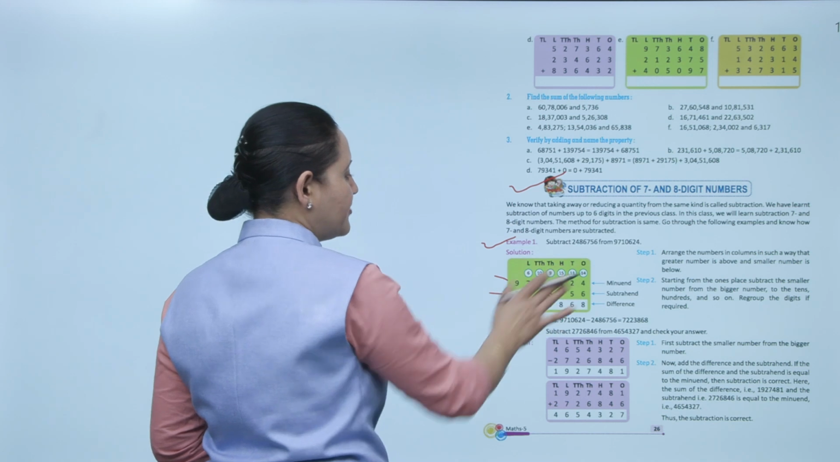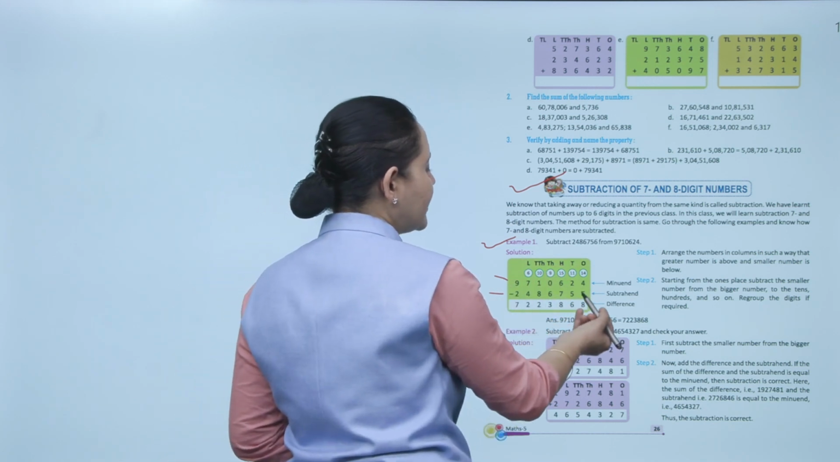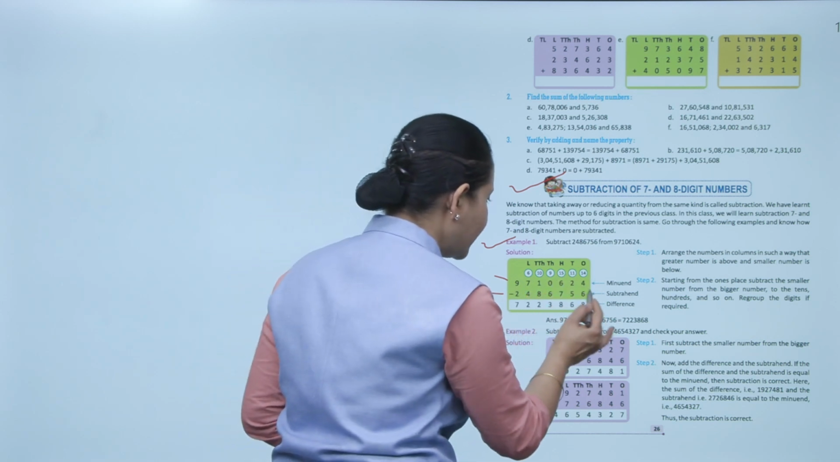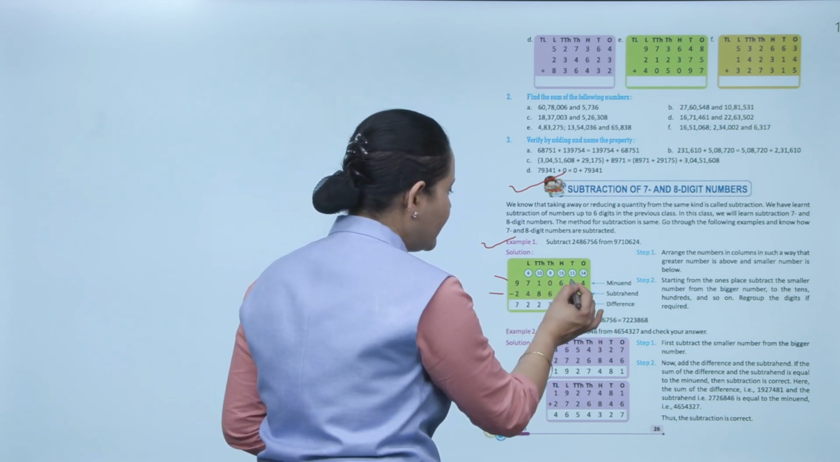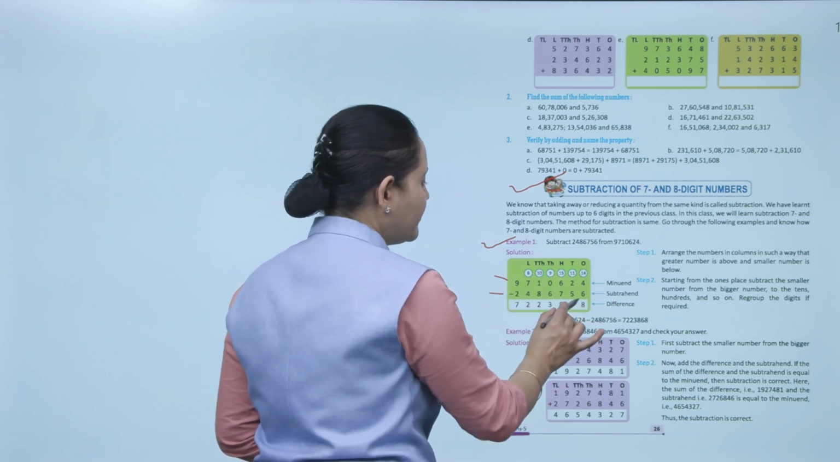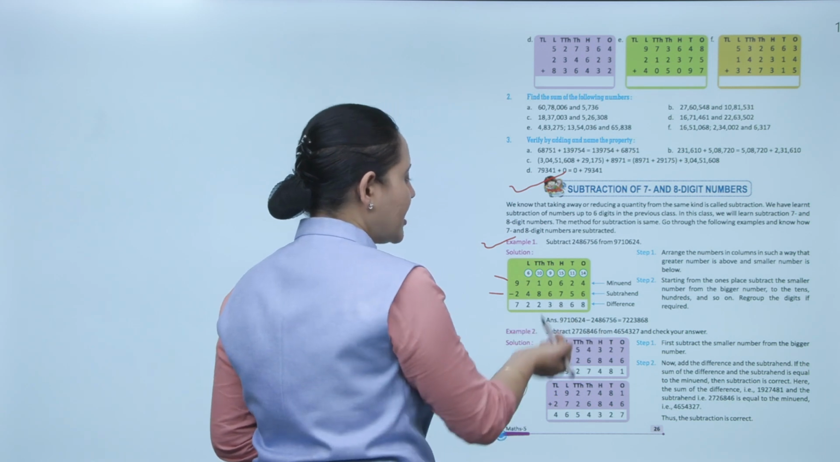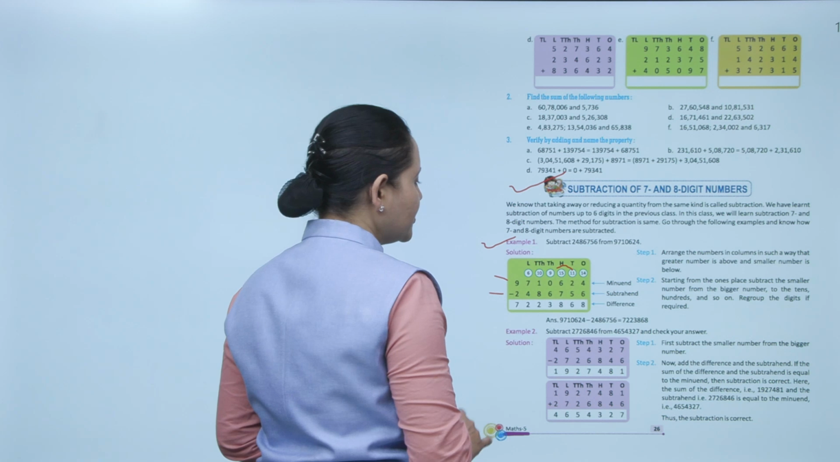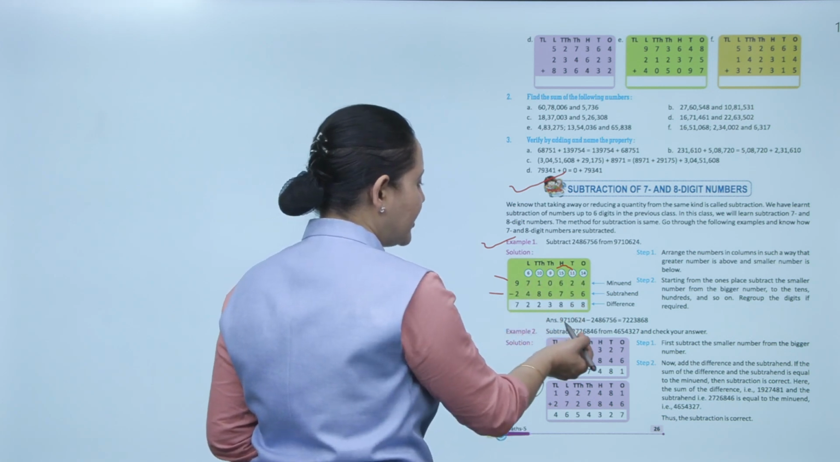So here we start from the ones. We have to subtract 6 from 4. That we cannot. So we will borrow from the tens place. So it will become 14 and here it is 1. So 14 minus 6, that is 8. Now we cannot subtract 5 from 1. So we will borrow from the hundreds position. It will become 11. 11 minus 5, that is 6.